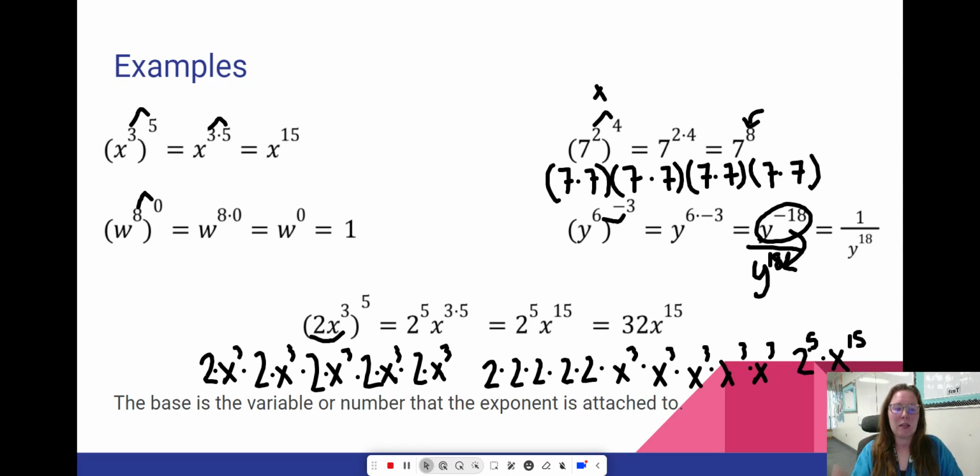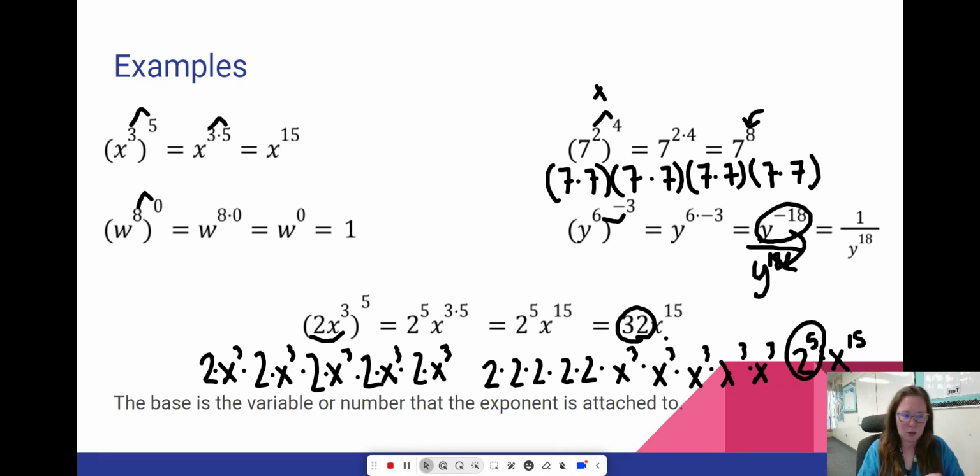And then the very last step to simplify is when we have a coefficient. So notice that the base is over here. That's the coefficient. Let's just turn that into an actual number. So 2 to the 5th is 32. So we've got 32 times x to the power of 15.